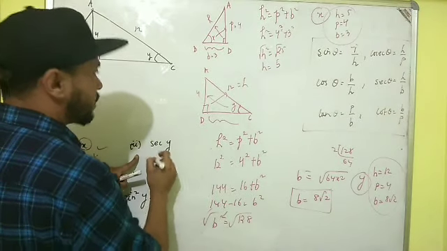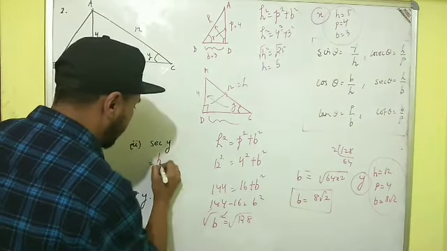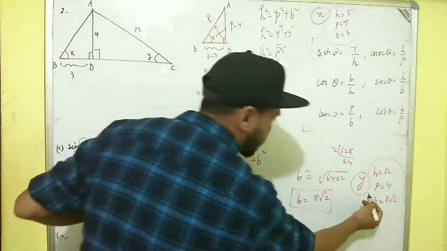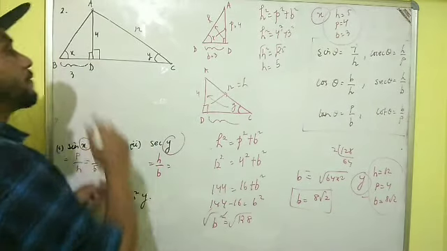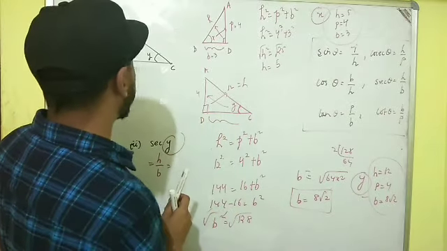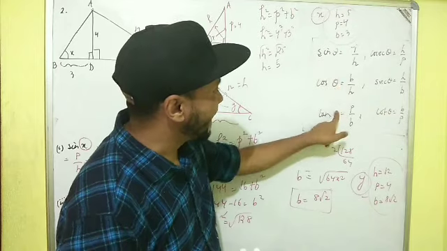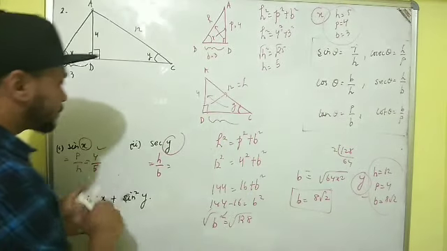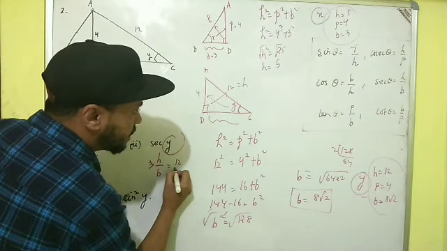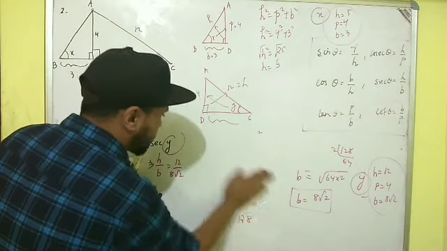Now sec y. Sec is the reciprocal of cos, so this is h by b. For y, the angle y is mentioned here, so we use this. So if in a figure three triangles are there, then what we have to see is the angle. The values of the trigonometric ratios are based on the angle. Now here h is 12 and b is 8 root 2. So let's solve this one.